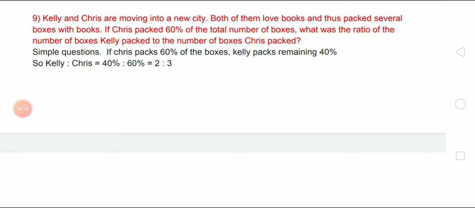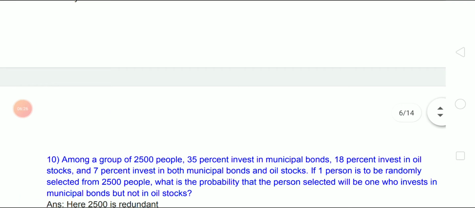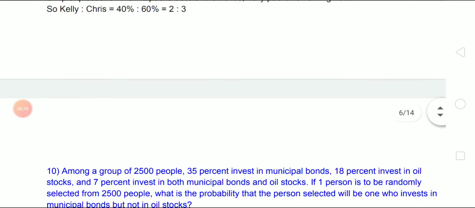If Chris packed 60% of the boxes, Kelly packed the remaining 40%. So Kelly is to Chris equal to 40 is to 60. It's nothing but 2 is to 3 ratio. Okay, the answer will be the 2 is to 3 ratio.